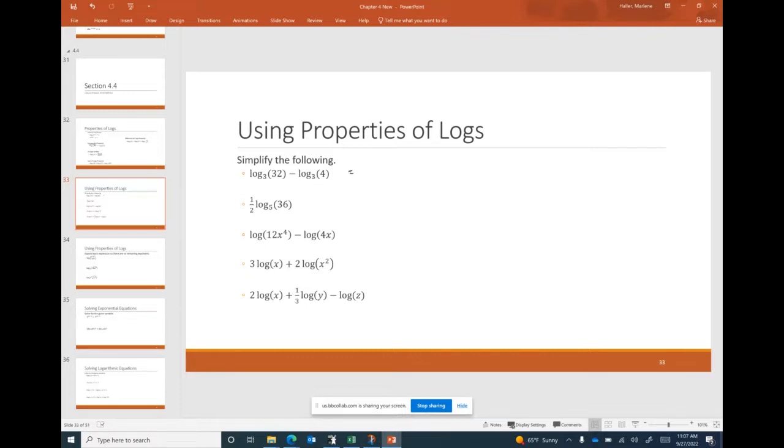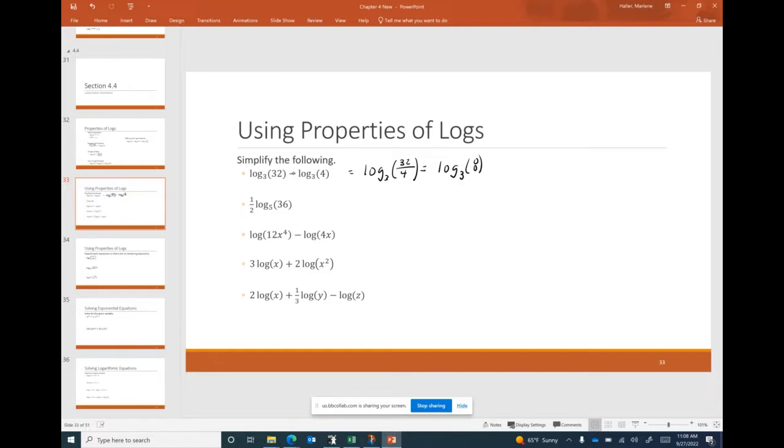So I can rewrite that as a single logarithm with the same base, log base 3 of, and then the argument of the positive logarithm will be in the numerator, and the argument of the negative logarithm will be in the denominator, right? And then of course 32 divided by 4 is 8, so I could simplify this further and write it as log base 3 of 8.